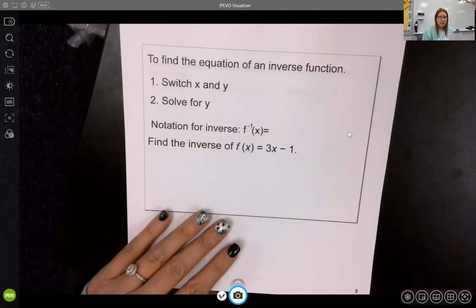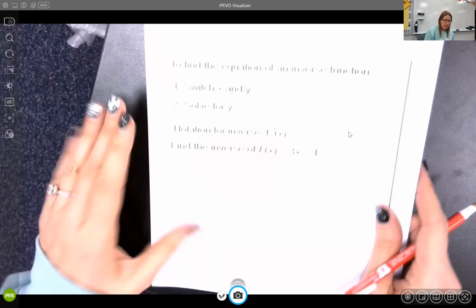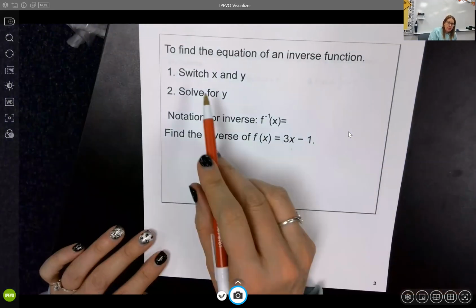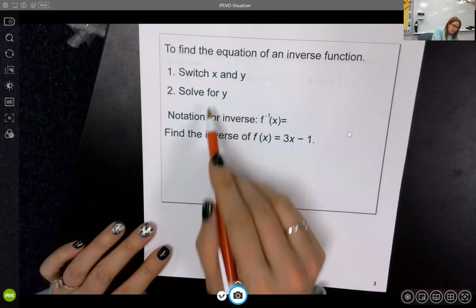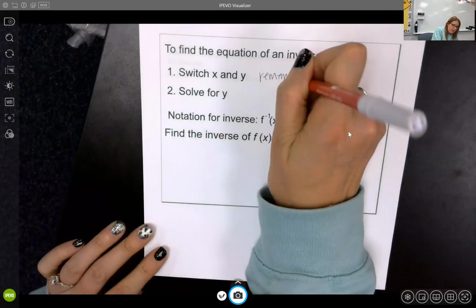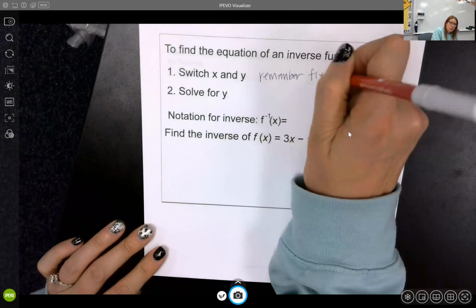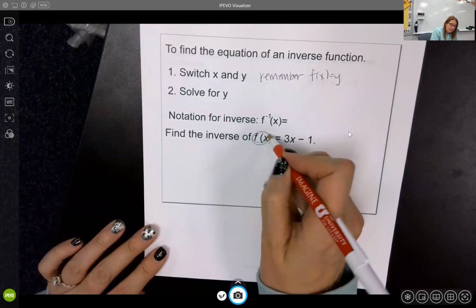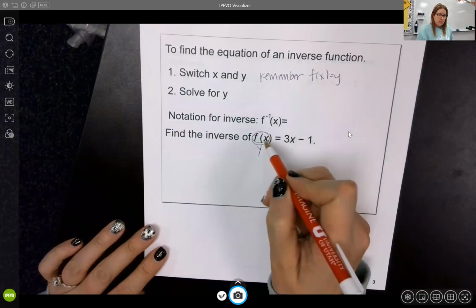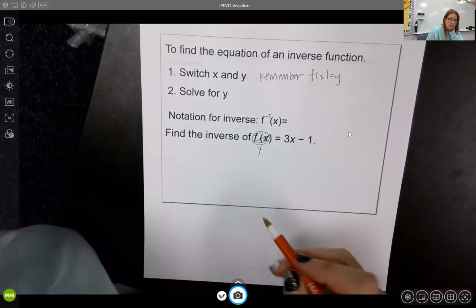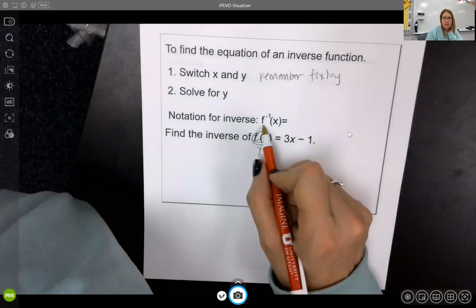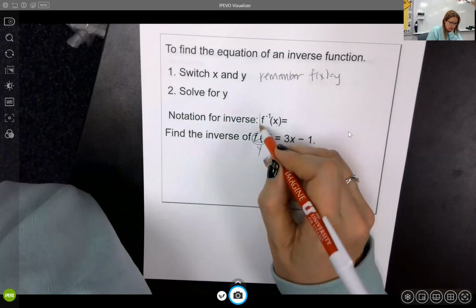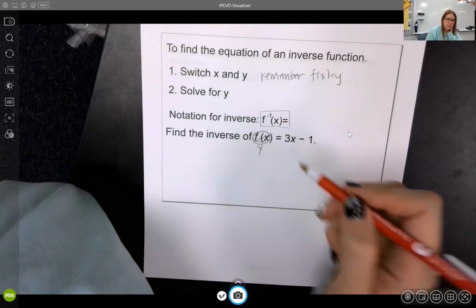Okay, so that's for graphing, but what happens if I have an actual equation like this? I'm going to switch x and y, and then we're going to solve for y. Remember that f of x is the same thing as y, okay? So if I have an f of x, this is my y. Just remember that. So when we do inverse notation, at the very end when we write down our answer and say the inverse equals, this is the notation that we use to show an inverse. It's that f to the negative 1 of x, okay?